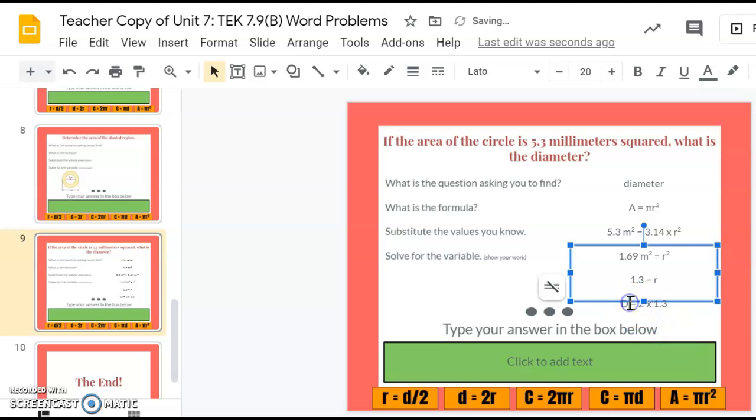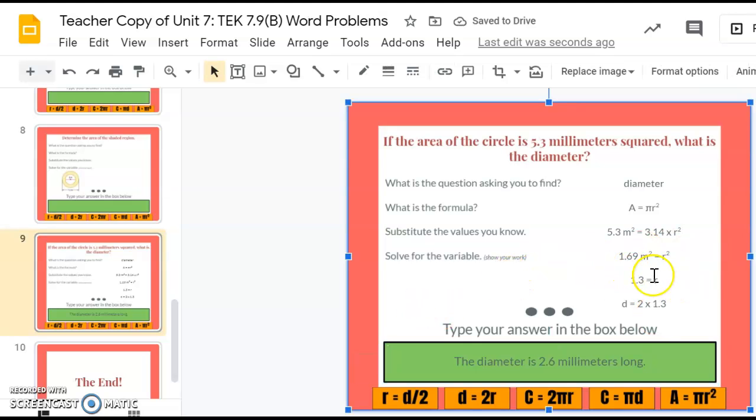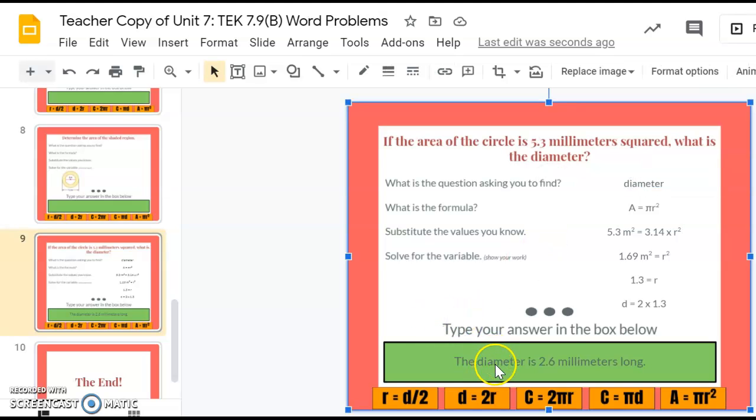See, this is why we always check to see what we're looking for. We're looking for diameter right up here. So the diameter is 2 times 1.3, which is 2.6 millimeters. Sorry, long. There we go. So now, see, I was so caught up on my radius, I didn't realize that's why we typed it up here. We're looking for diameter. So when I went to type it in, I knew I hadn't found it yet because I was still on my radius.